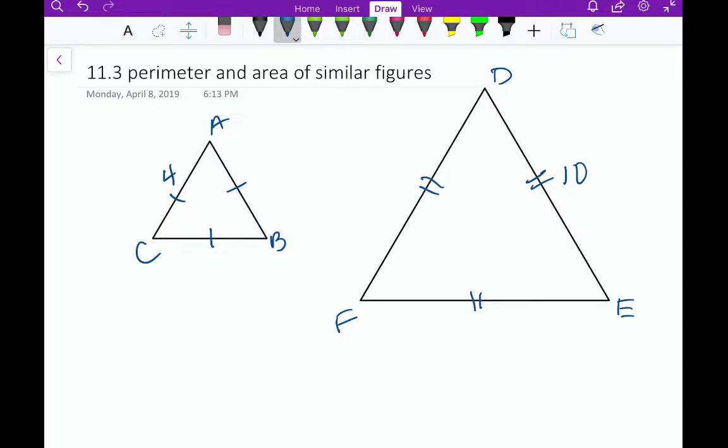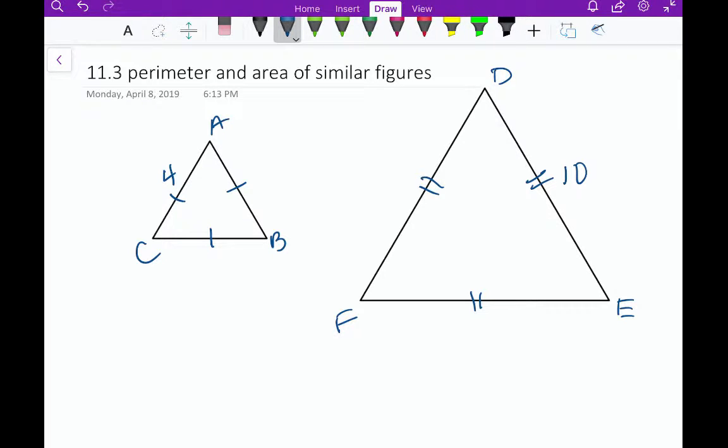This is the video for Geometry 11.3. We're going to look at perimeter and area of similar figures. So here are two equilateral triangles. All equilateral triangles are similar because all equilateral triangles have three 60-degree angles. And so we know these triangles are similar because they're equilateral.